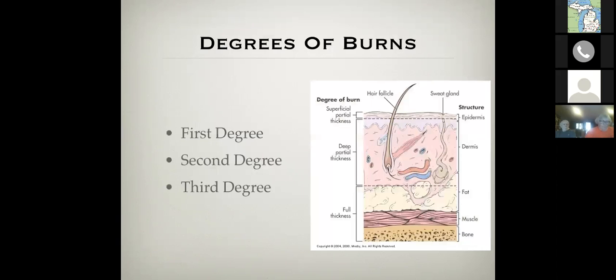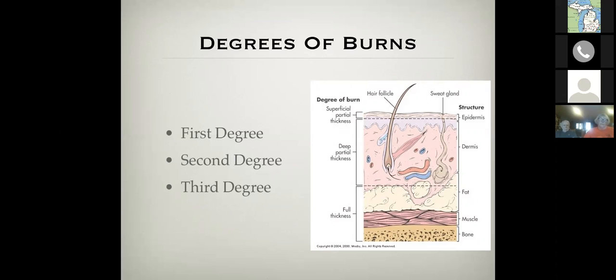All right, so now that we've hopefully reviewed a little and maybe learned something new about the airway, we're going to begin to talk about the degrees of burns. Now that we've touched on the skin, we understand that there are 3 layers, and each layer will define the degree of burn. So we break burns down into 3 separate degrees. We have first degree, second degree, and third degree.